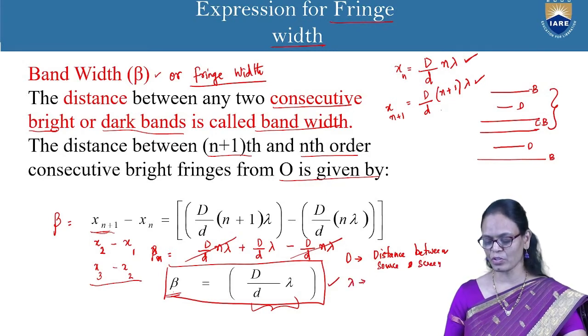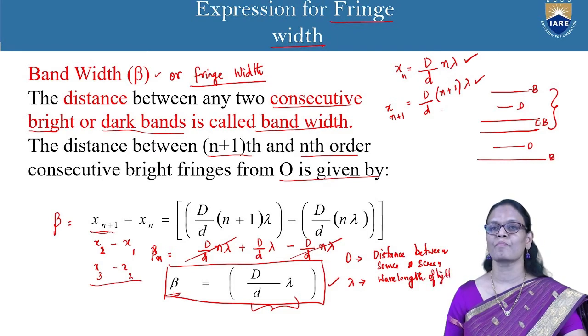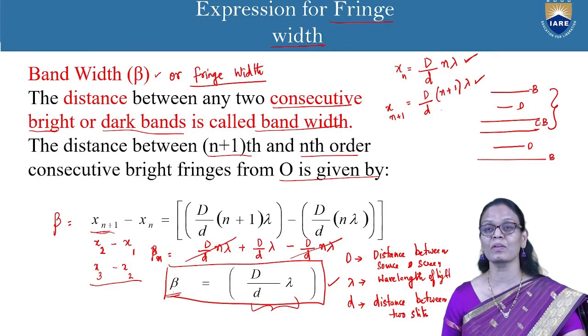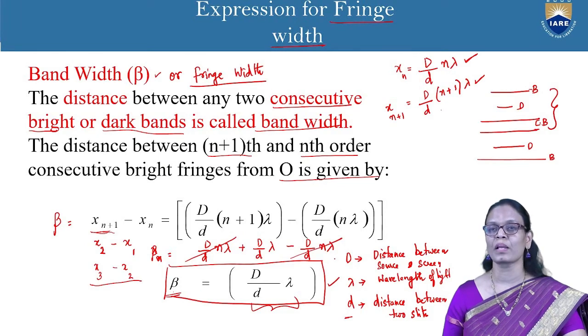Lambda is the wavelength of the light we are using here, the wavelength of the light that is passing through the two slits, and small d here is the distance between two sources. It is the distance between two slits. A and B we have taken two slits which are placed very close, that is small d. So now the fringe width depends upon capital D, the wavelength lambda, and also small d.